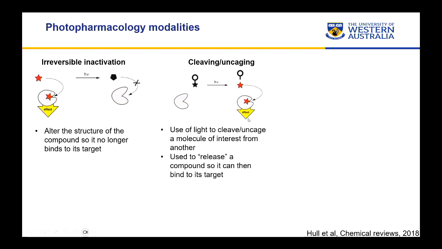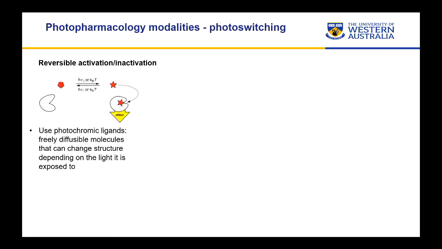Right? So in photocleaving and photo-uncaging, light is used to cleave or uncage a molecule of interest from another, and this is used to release a compound so then it can bind to its target. And like I said, I'll go over this in greater detail on how we can use it in the nervous system. So that's irreversible. Now we'll talk about some of the reversible modalities.